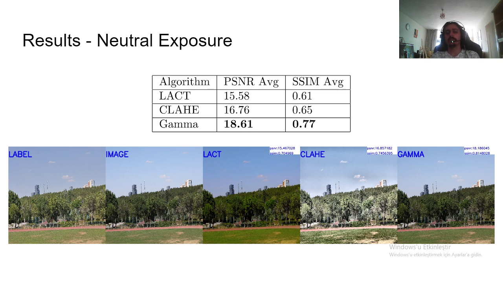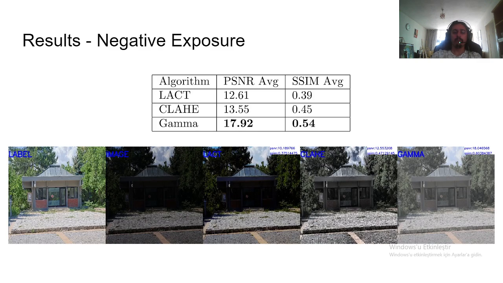Here are the results for neutral exposure. As you can see, our deep learning method was not efficient for transforming neutral exposure to ground truth, which is an HDR image. The best solution is gamma correction. Here are the results for negative exposure. As you can see, our deep learning method was not efficient for transforming negative exposure to ground truth, which is an HDR image. The best solution is gamma correction again.